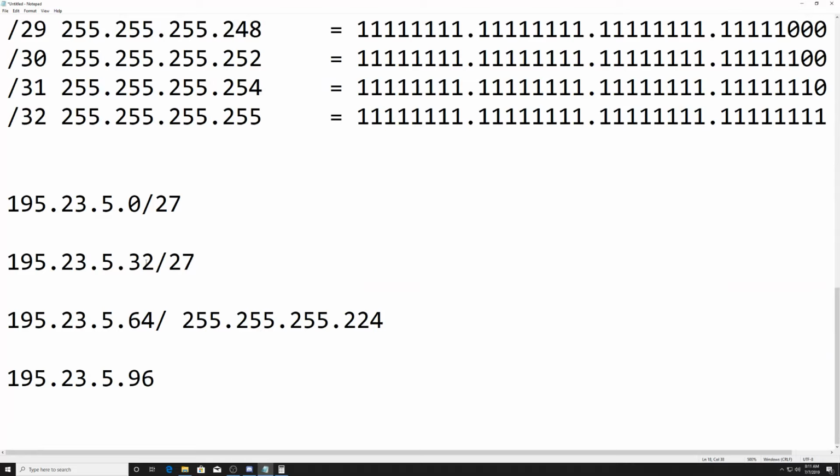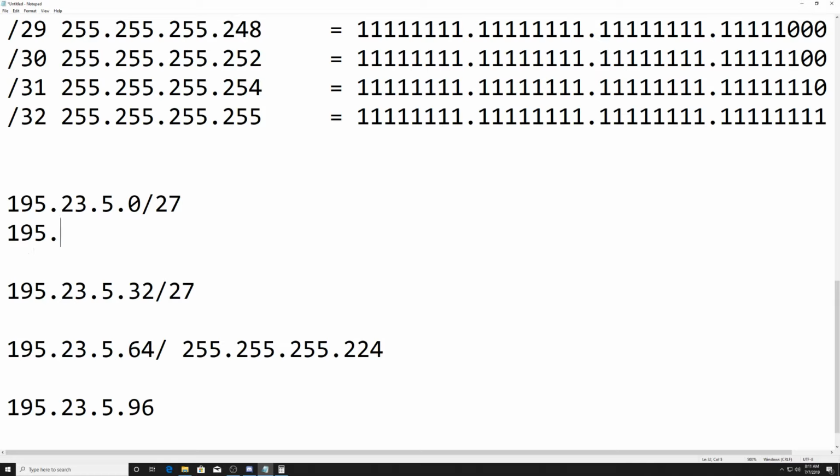So this down here, for example, we use .0. .0 is the network ID. You cannot use 32 because 32 is the very next network. So if you cannot use 0, guess what else you cannot use? You cannot use .31. Let me actually put that down there for you. You cannot use .31 because that is your broadcast address.